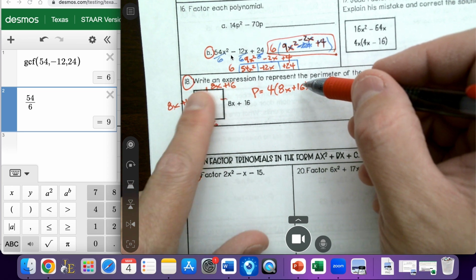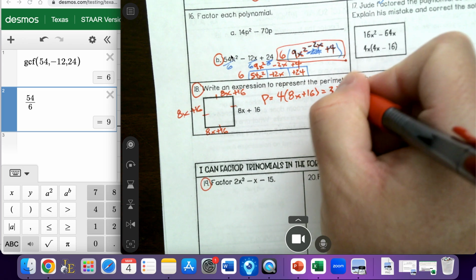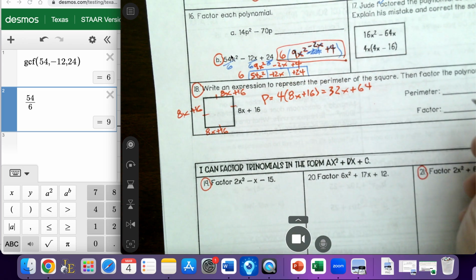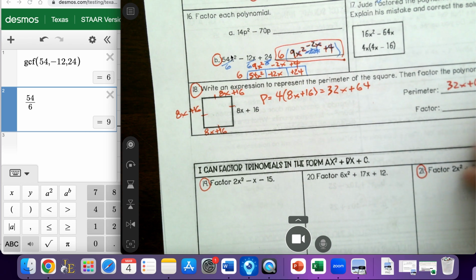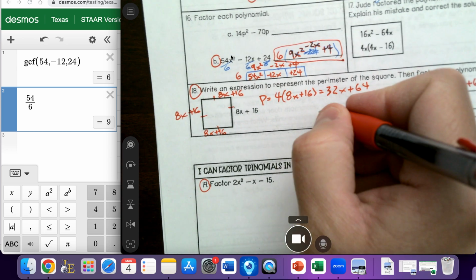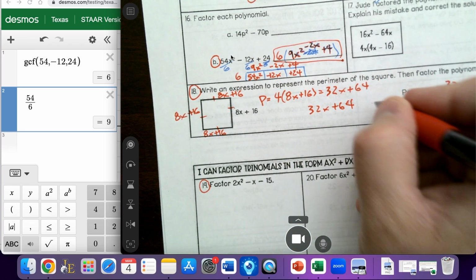So what's 4 times 8x? That's 32x. And 4 times 16 is plus 64. And so that would be the perimeter. The perimeter is going to be 32x plus 64. Now it wants us to factor this. So when I factor this, I have my 32x plus 64. I'm just going to use the GCF function here, and I'm going to pull out the greatest common factor.